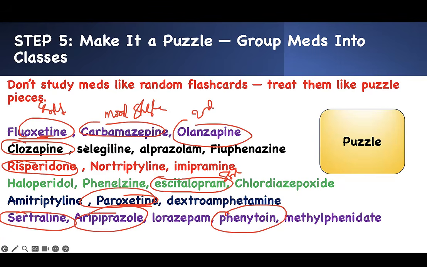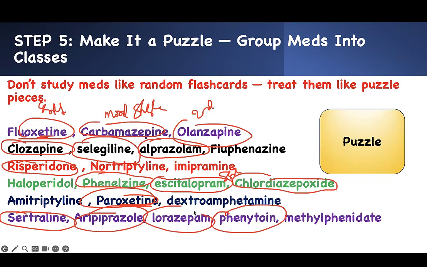Selegiline is what? MAOIs. Therefore, I'm looking for MAOIs. Alprazolam is not. Fluphenazine is not. Nortriptyline, they are not. But this one, phenelzine, is an MAOI. You see, I'm showing you the strategy, and I don't see any MAOIs anymore. I see alprazolam. This is a benzo. Therefore, I'm looking for benzos. I go benzo. There's no benzo here. This is a benzo. Chlordiazepoxide. This is what you use for alcohol withdrawal. I see another benzo here. Lorazepam.